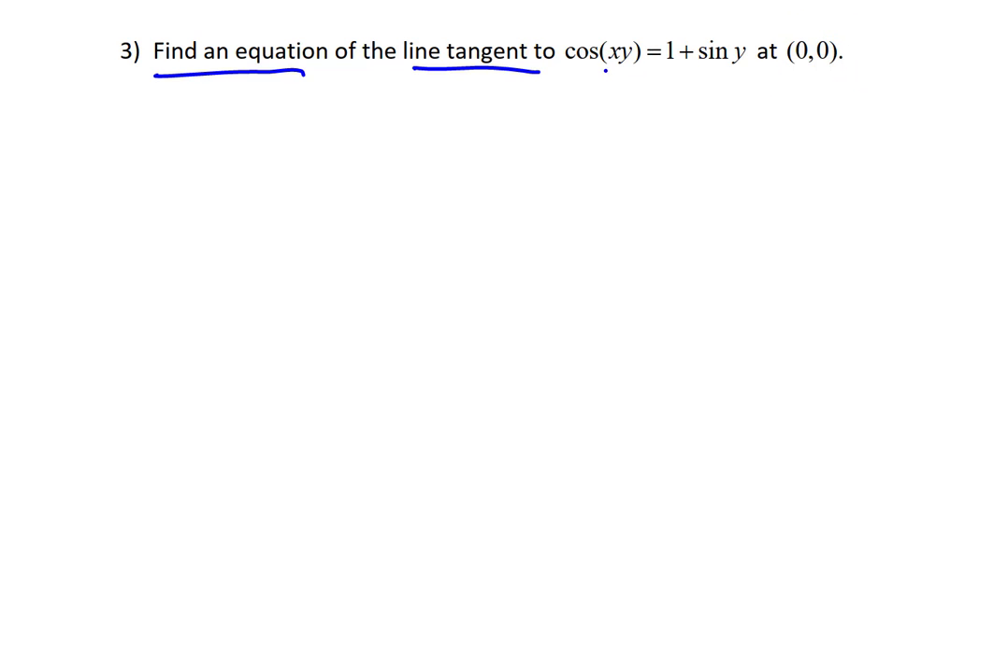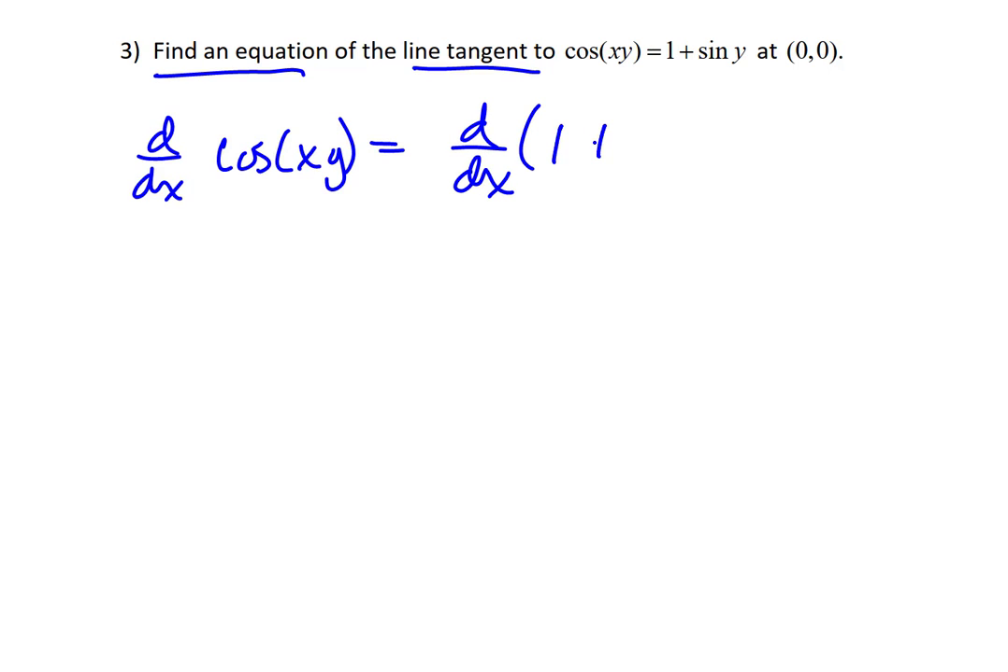All right, the equation reads cosine of x times y equals 1 plus sine of y. Now, I want the derivative of each side of this function first. So we'll say d over dx of the left side, which is the cosine of xy, equals d over dx of the right side, which is 1 plus sine of y.